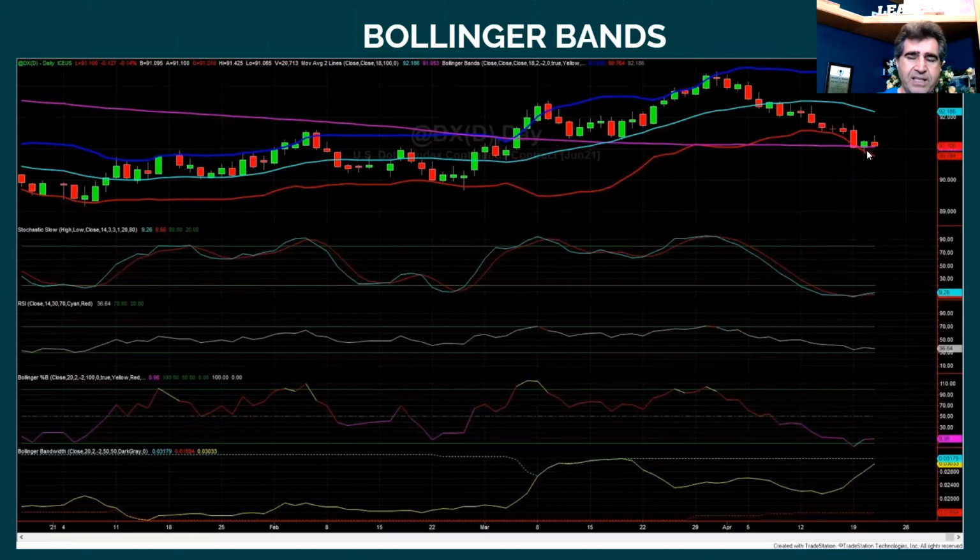So basically it gives us a heads up that the volatility has really increased. Now, when we go close to that red band, that means there's very low volatility, which we can see right here.